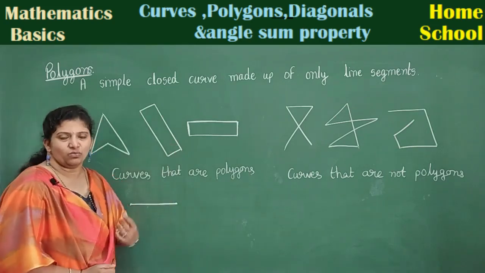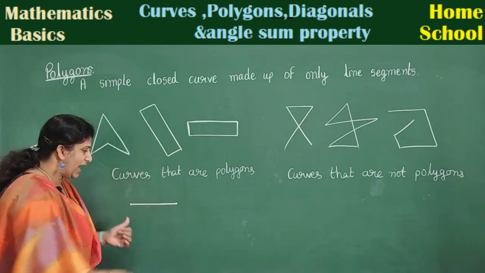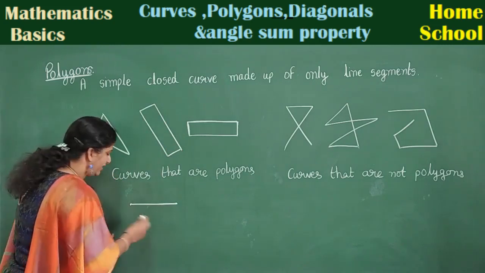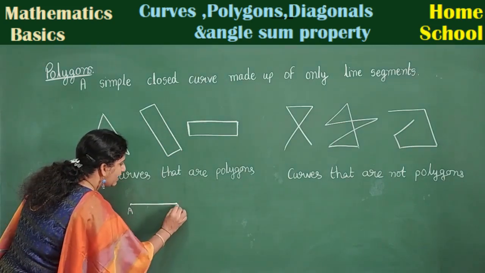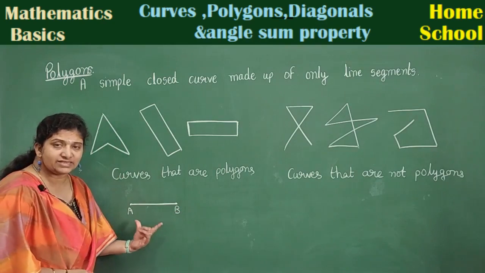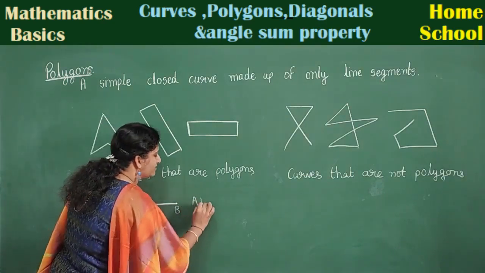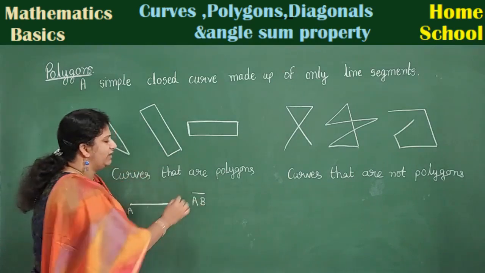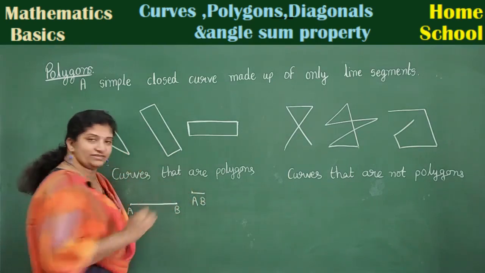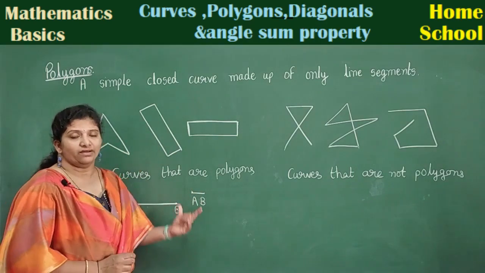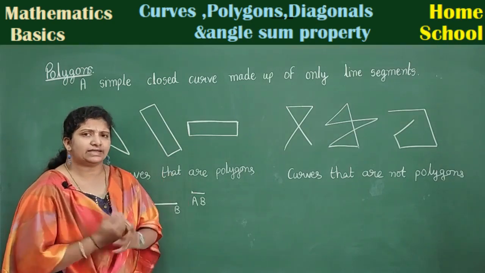Line segments. What is a line segment? Having 2 endpoints. Let the points be A and B. Now I say AB is a line segment, and you may write this as AB. Like this also you can write. Okay. Now what is this closed curve?